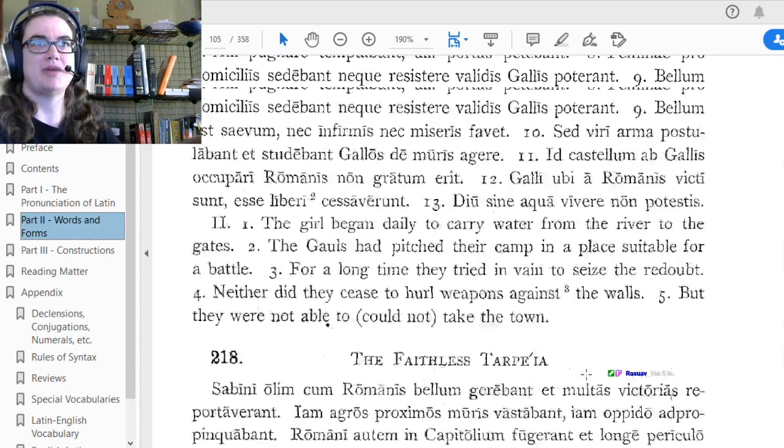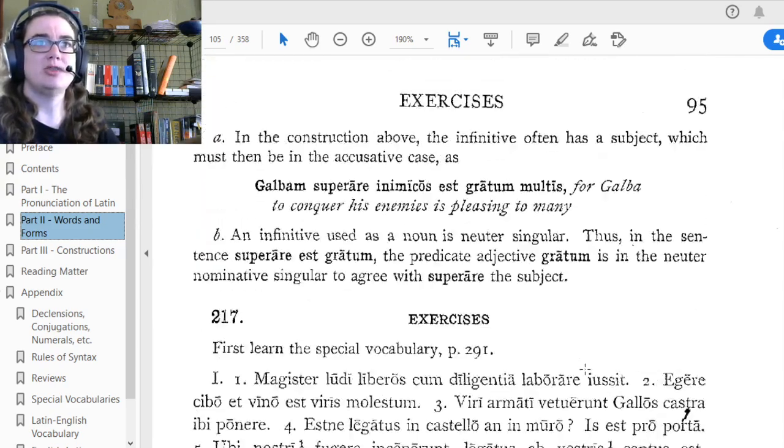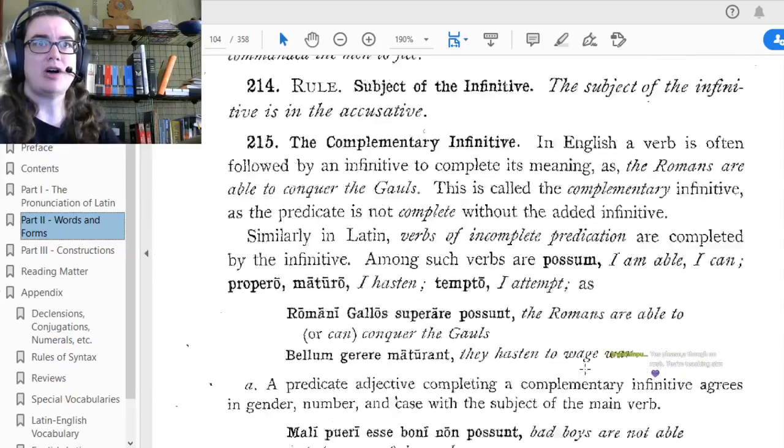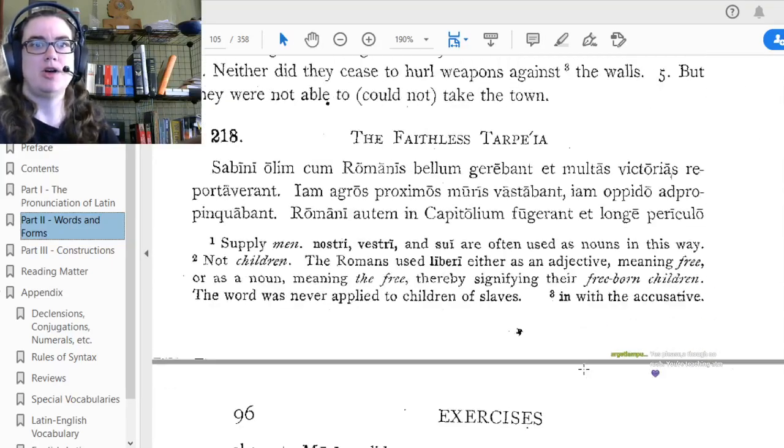But we're okay. So we've just been looking at different ways to use infinitives. Thankfully, all of them are very similar to English so far. We're not complicating it. We're keeping it simple right now.